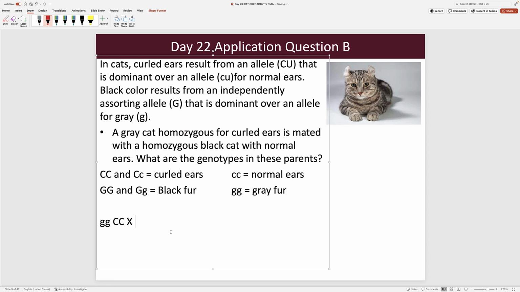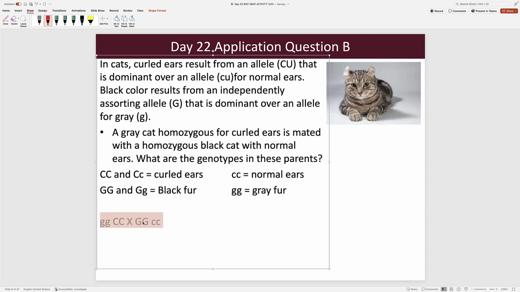Now for the other parent, we know that they are homozygous black. And so that means they're big G, big G, right here. Because a black cat can either be big G, big G or big G, little g. But the problem tells us they're homozygous, so we know they're big G, big G. And then they say they have normal ears. So if they have normal ears, we know the only option is little c, little c. Okay, so that's the answer to the first part.